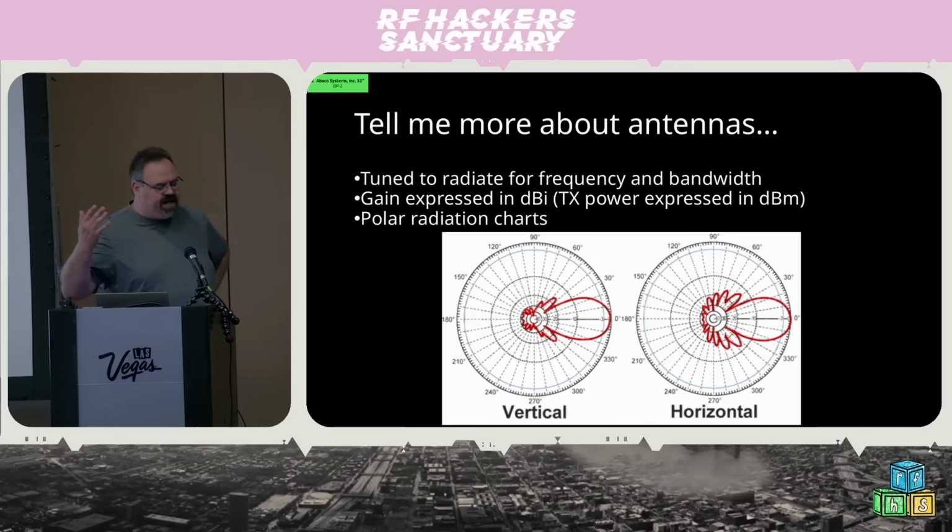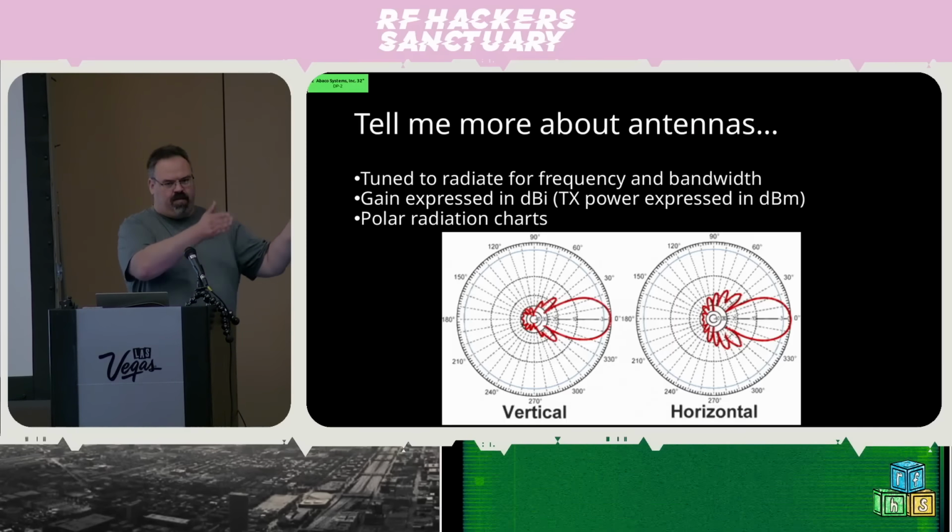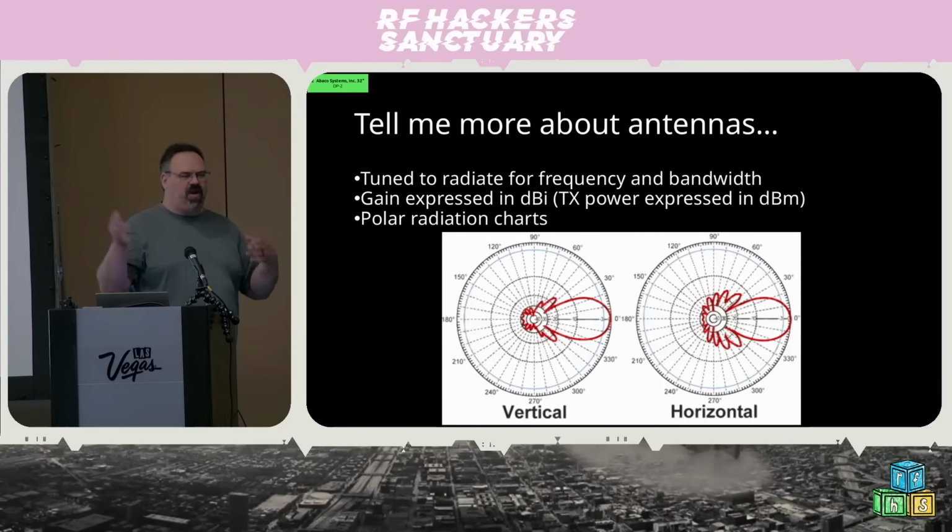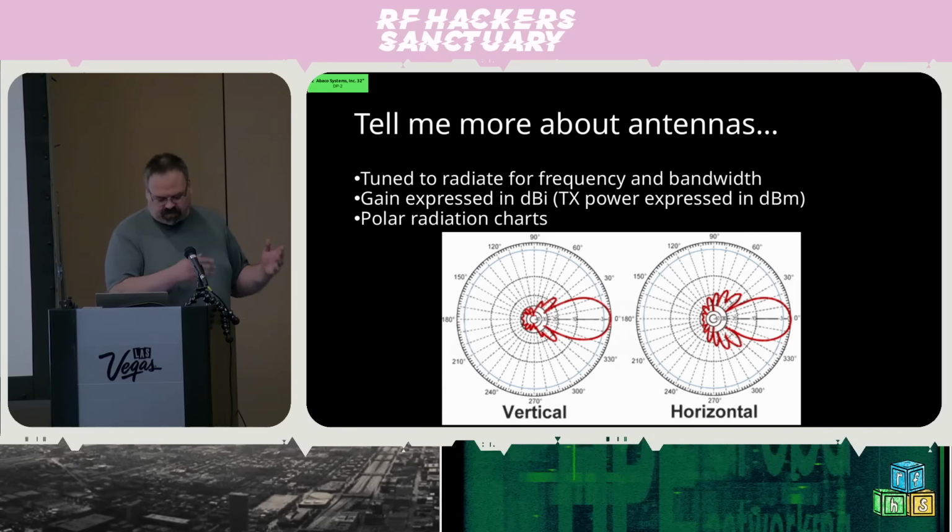Antennas are tuned to radiate for a particular frequency and bandwidth. So bandwidth is literally the width of the band. You have a chunk of radio spectrum that you receive there, and an antenna is typically tuned to live within some chunk of bandwidth of some frequency. So you can have a single band like an FM broadcast antenna that's usually tuned to receive okay-ish between 88 and 108 megahertz. Or you can have a dual band ham radio antenna that's tuned for 146 and 440 megahertz. So, an antenna.